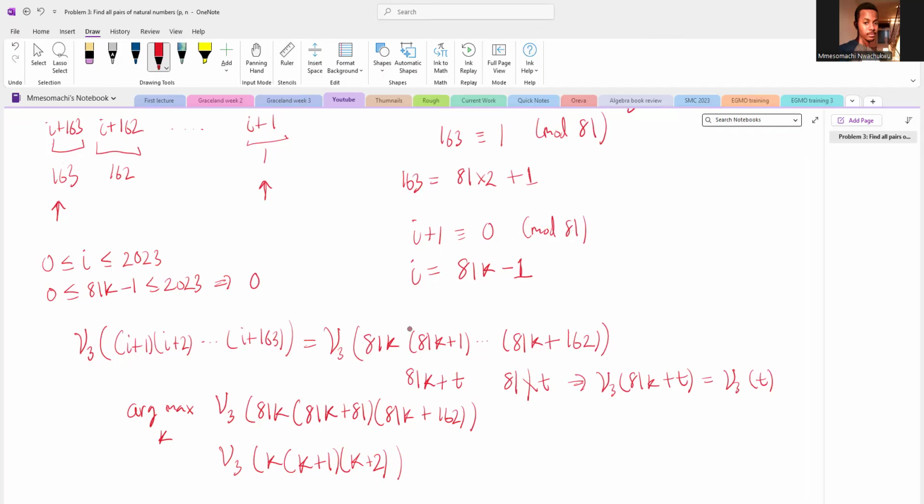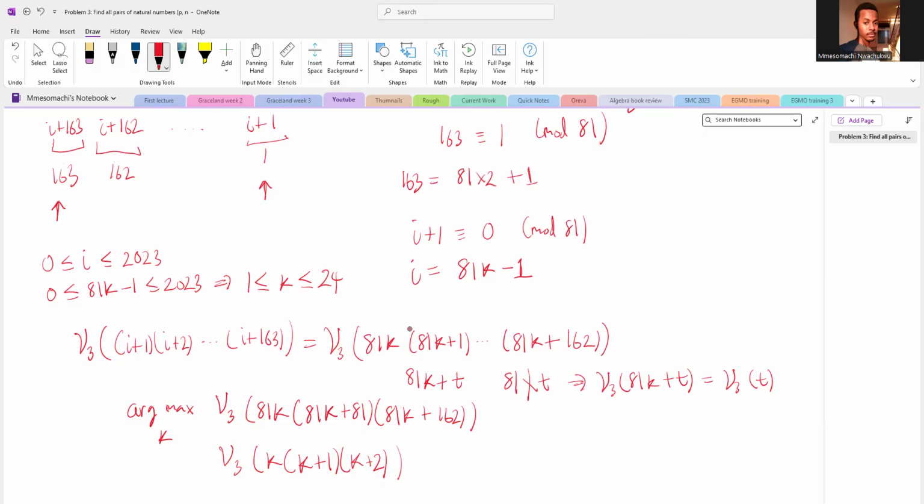First of all, if k is 0, we'll get a negative number, so we can't have k equals 0. So we have 1 less than or equal to k less than or equal to 24. If you plug in a value greater than 24, we'll get something bigger than 2023. Now we want to maximize this. So it means the values of k that satisfy this, the range of 1 to 24. So we have 3 consecutive numbers.